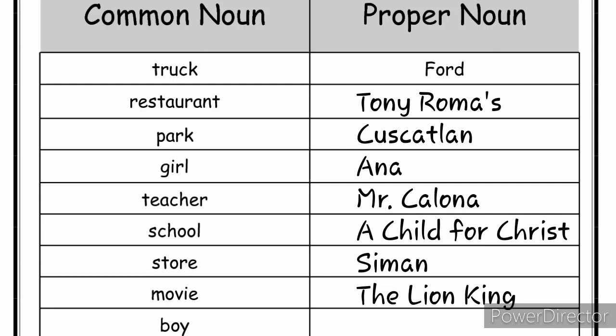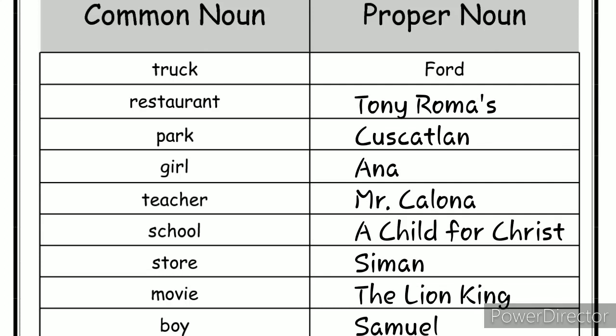Okay, and the last but not least would be boy. Now with boy, it's similar to girl, right? Meaning that here we're talking about a person in general, right? About a child. So we would be specifying by putting the boy's name. In this case, it would be Samuel. Okay, perfect. See how easy it is?